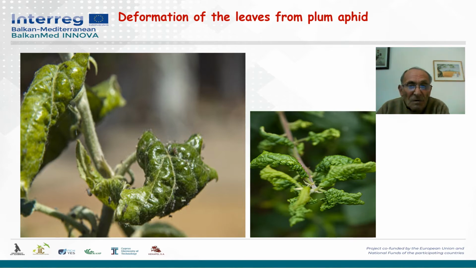The Coccinellidae group are very effective against the aphids. Sometimes we don't find aphids because they are eaten by beneficial insects, perhaps because of climatic conditions, but the symptoms belong to aphids.